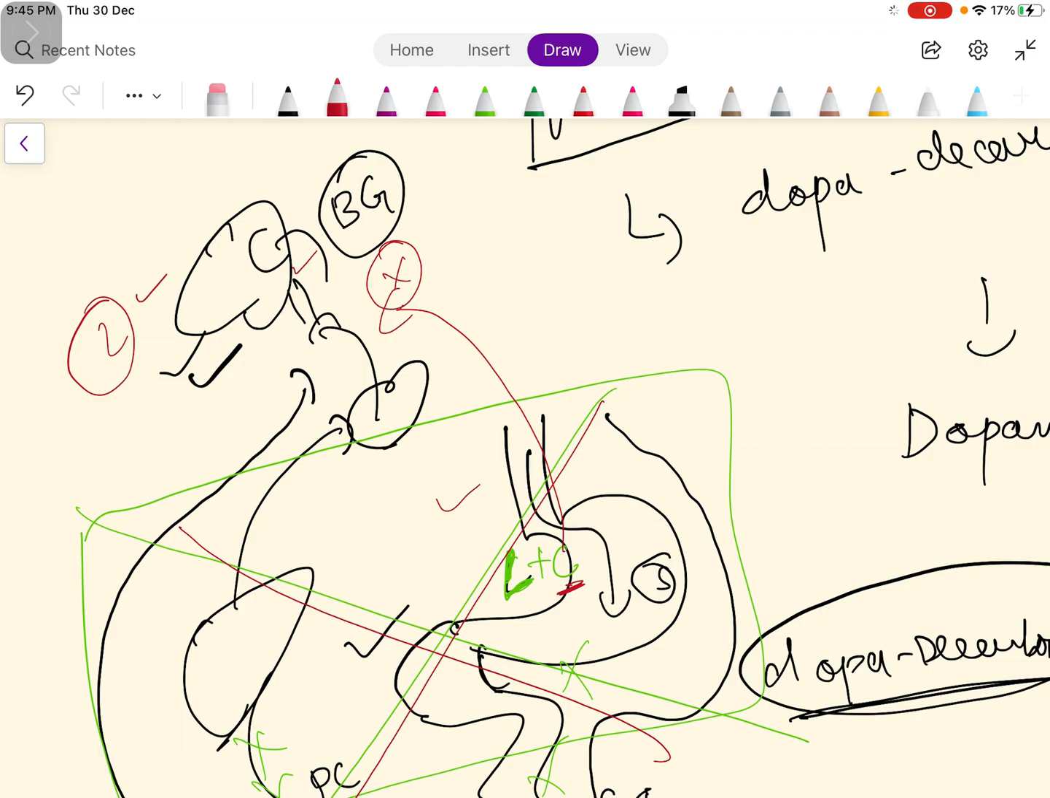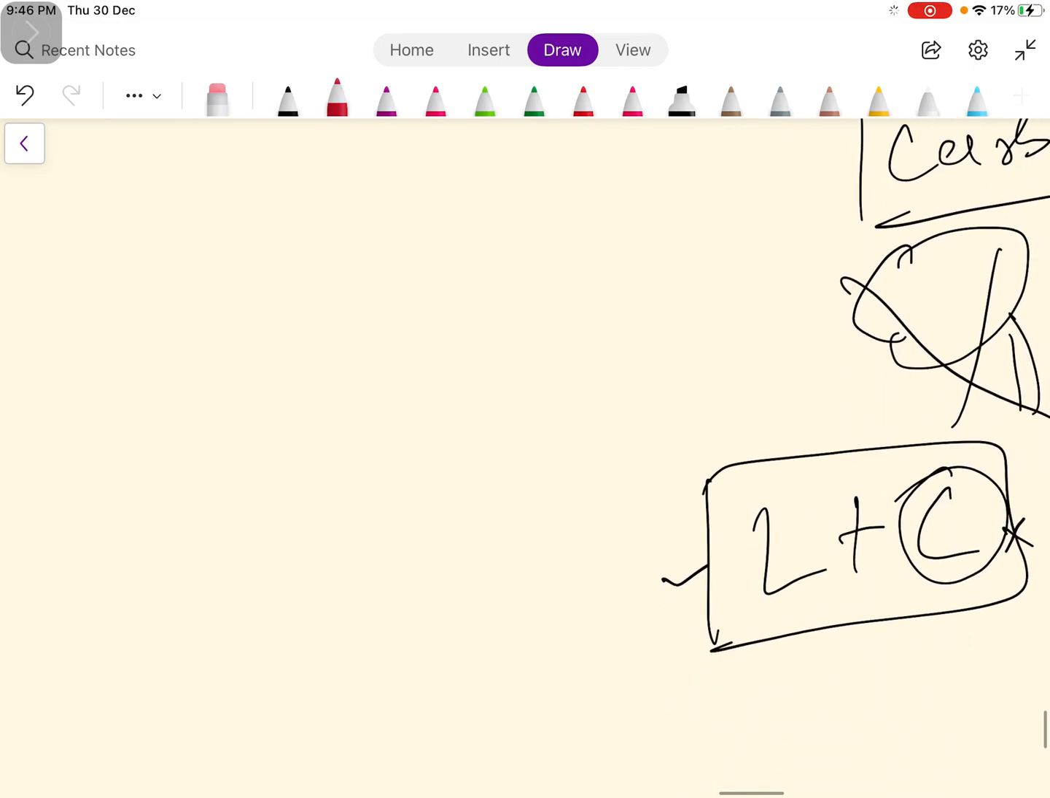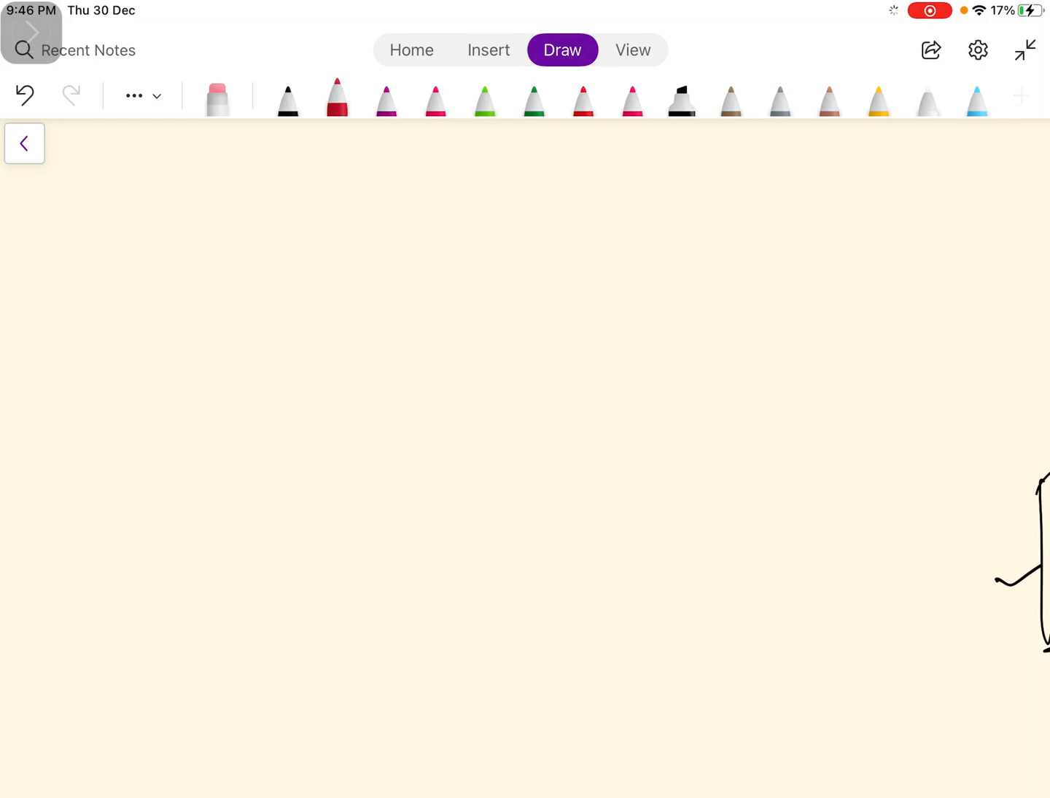So in the brain, this large amount of levodopa which reaches from the systemic circulation to the brain will be able to convert into dopamine and it will carry out its action. So this is the use of carbidopa with levodopa.